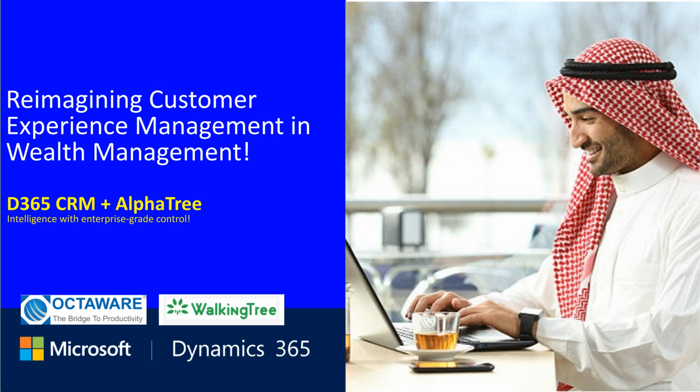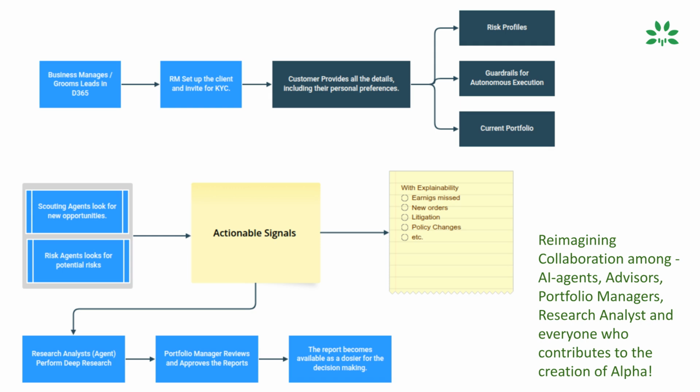Designed to revolutionize how investor relationships are built and managed, this accelerator brings together Dynamics 365, AlphaTree's intelligence layer, and agentic AI into one unified, enterprise-grade platform. As part of AlphaTree, we are reimagining collaboration among AI agents, advisors, portfolio managers, research analysts, and all contributors to Alpha's creation. This includes considerations for various risks, guardrails, explainability, and most importantly, building continuous knowledge through feedback and proactive learning.